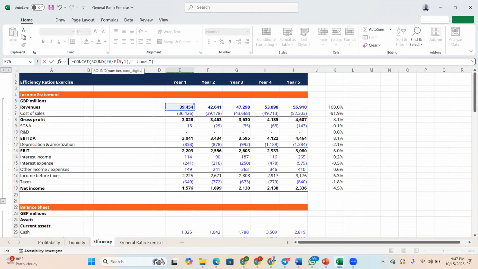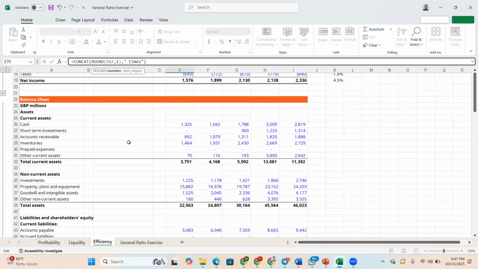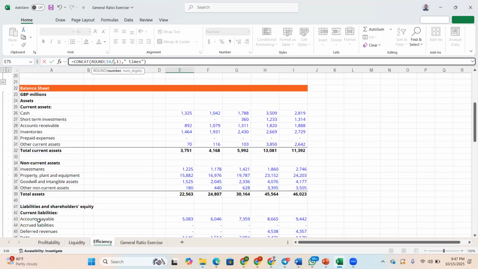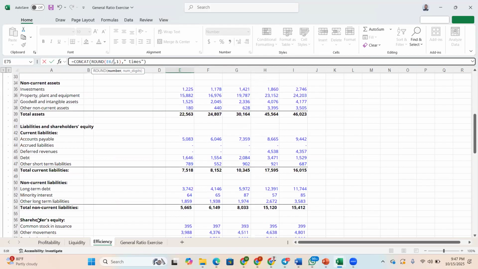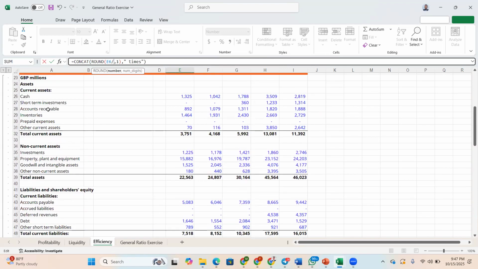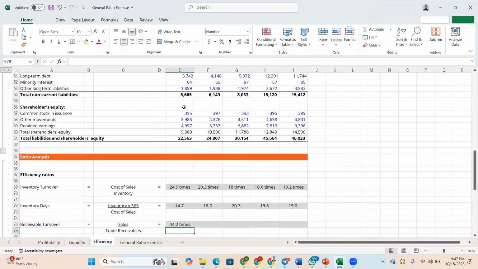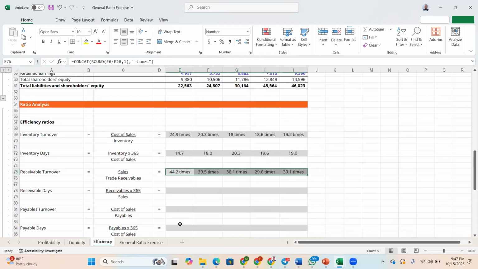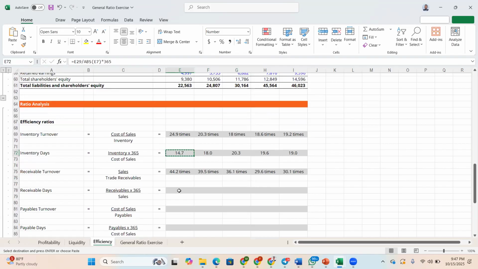Divided by receivables. Where's your receivables? Receivables is here, your accounts receivable. Yeah. So this is your receivables turnover. So we can just duplicate this. We duplicate this. Receivables days.